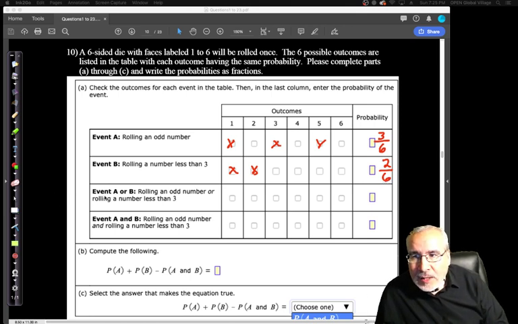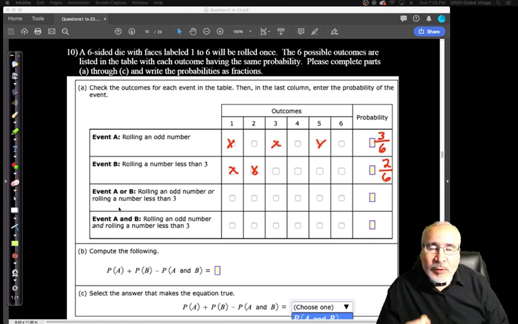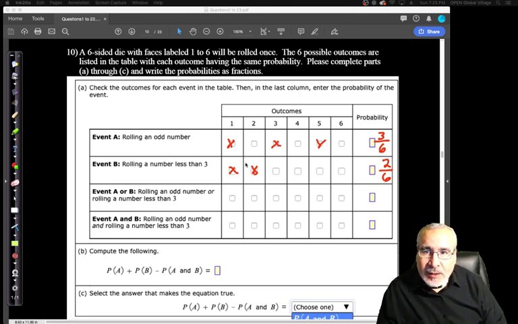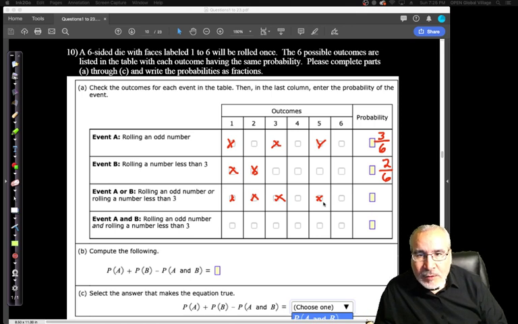Awesome. So event A or B, remember or is inclusive or. So A is a 1, or the 2 works, or the 3 or the 5. So we've got 1, 2, 3, 4. We don't get 2 of them, we just get 1. 1 would fit, 2 would fit, 3 and 5. So we end up with 4 out of 6 as our fraction that we enter in.